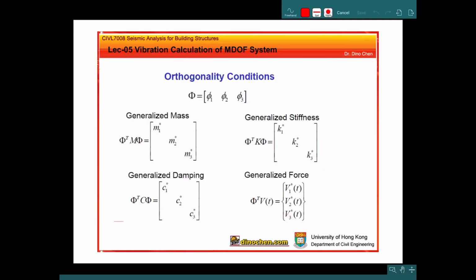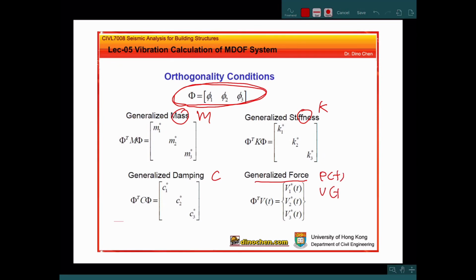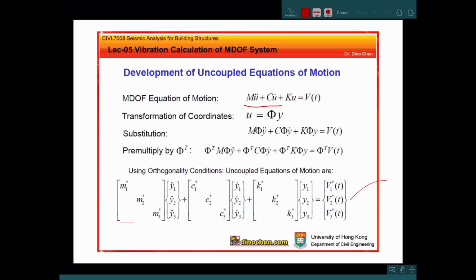Second part, we just need to use the mode shape vector to transfer every single element in the basic equation, like the mass M, stiffness K, damping C, and the external force Pt or Vt. We can use the mode shape to describe each of the elements, but we call them the generalized mass, generalized stiffness, generalized damping, and generalized force. So after we use this basic assumption, we can change this basic equation.